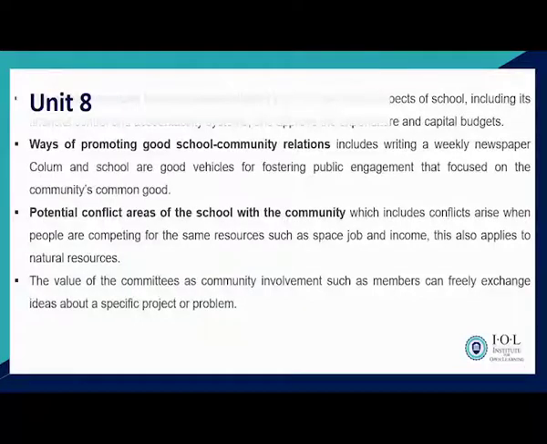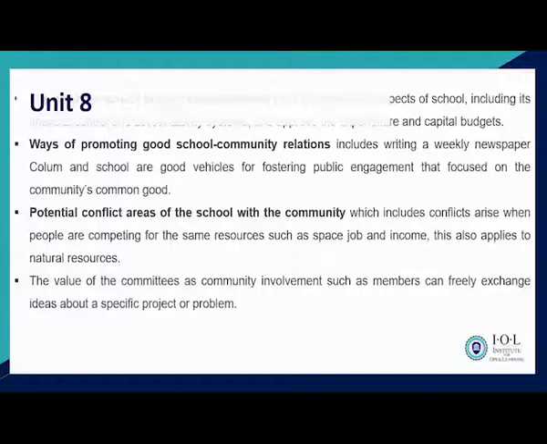Ways of promoting good school-community relations is the next topic. This includes writing a weekly newspaper, newspaper columns, and school newsletters, which are good vehicles for fostering public engagement that focuses on the community's common goal. The school and the community can work together in different things. Sometimes we have a weekly newspaper where the parents and other stakeholders come and write the issues that are affecting the school, etc., etc.